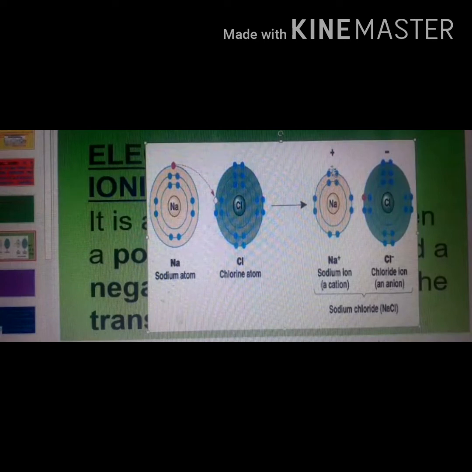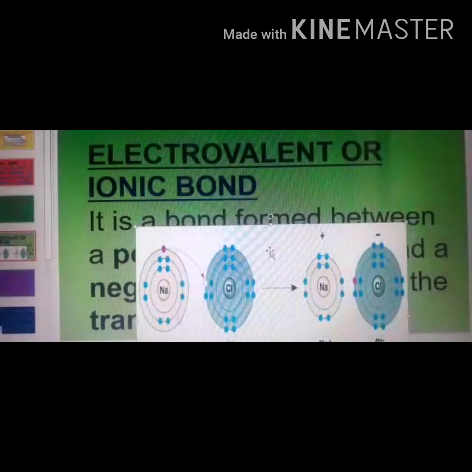To get this electronic configuration 2, 8, sodium needs to donate the 1 electron present in the last shell. Chlorine has the electronic configuration 2, 8, 7, and it always tries to become stable by attaining the electronic configuration of the nearest noble gas, argon, 2, 8, 8. That is possible only by receiving that electron. So between sodium and chlorine, a transfer of electrons always takes place. Wherever transfer of electrons takes place, we call such bonds electrovalent or ionic bonds.